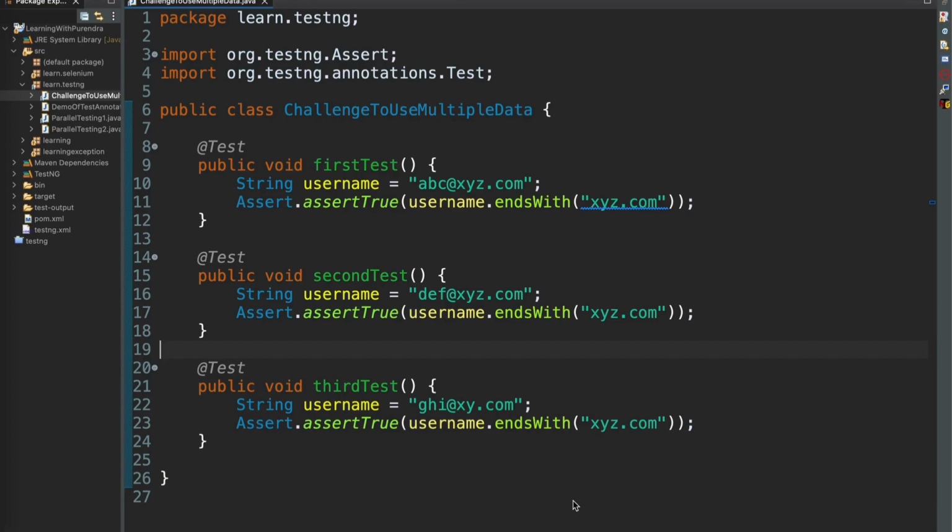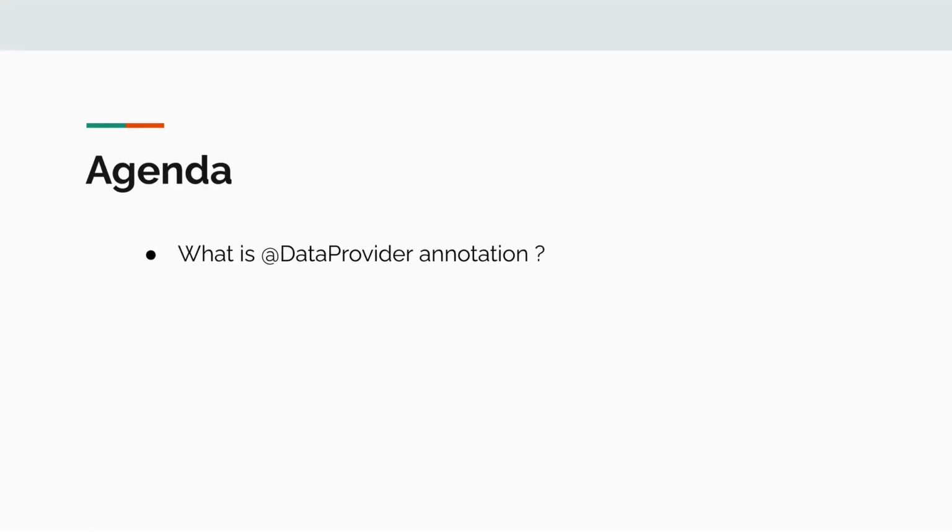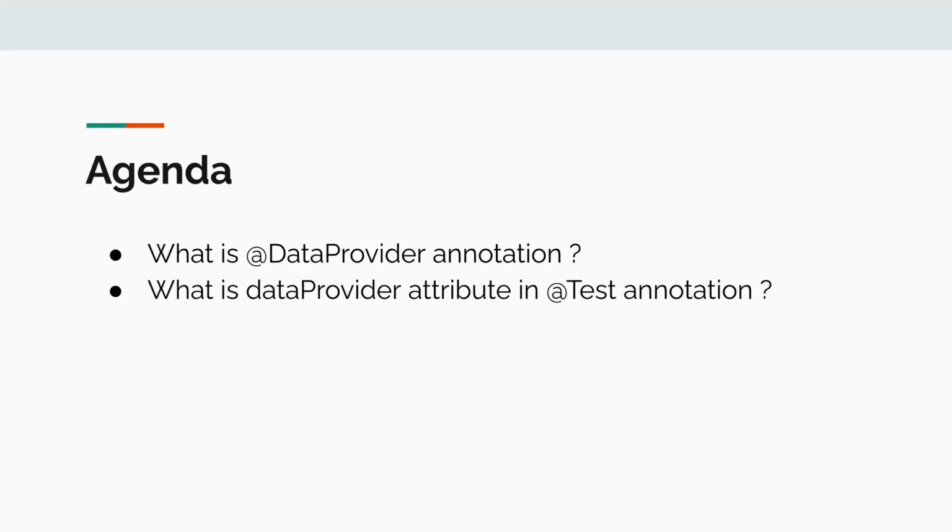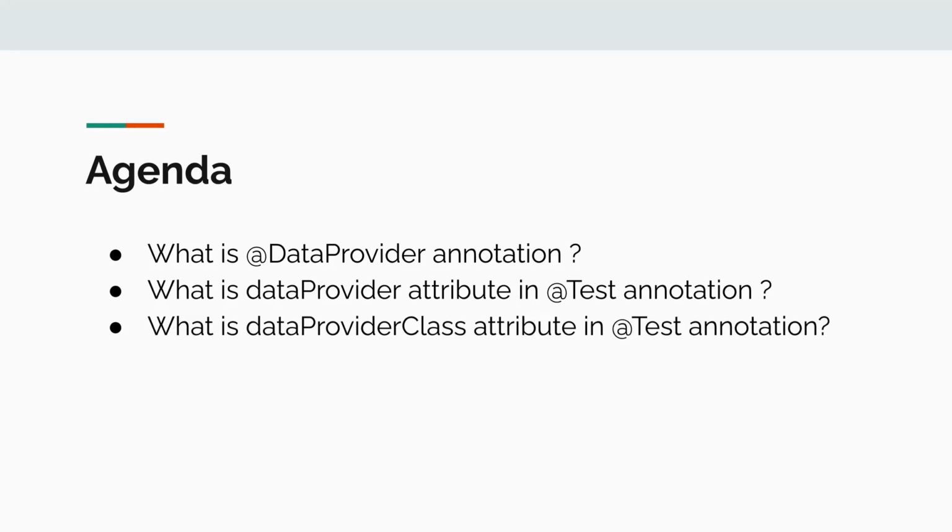So we are going to learn these things today. Our agenda is: what is data provider annotation? What is data provider attribute in test annotation? And what is data provider class attribute in @Test annotation? So we are going to learn these three things, and you will also understand how we can resolve the challenge which we saw in this video.